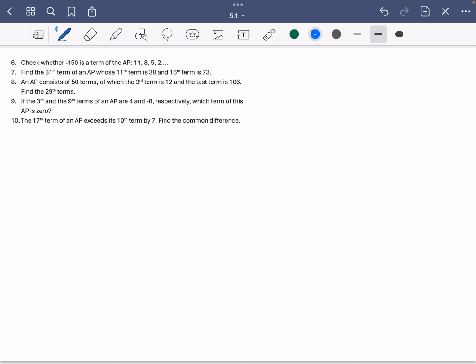Question number 6. Check whether negative 150 is a term of the AP. So you're given the AP, this one here. The given AP here is 11, 8, 5, 2, and so on. So A is going to be 11 and D is going to be 8 minus 11, that is going to be negative 3.